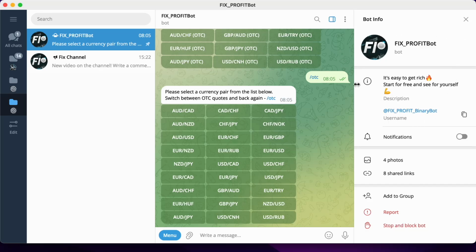I'm FixProfit, the neural network that makes big money. My passability is 90% on average.